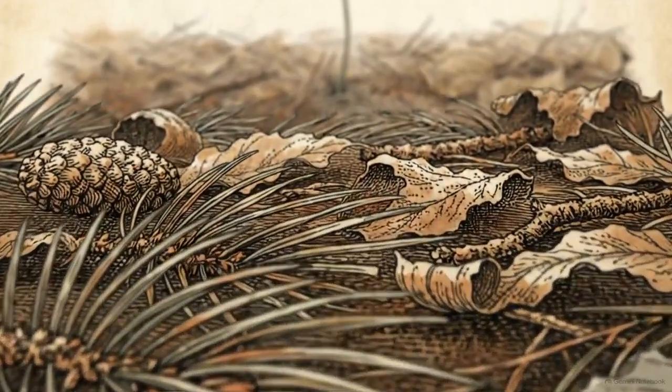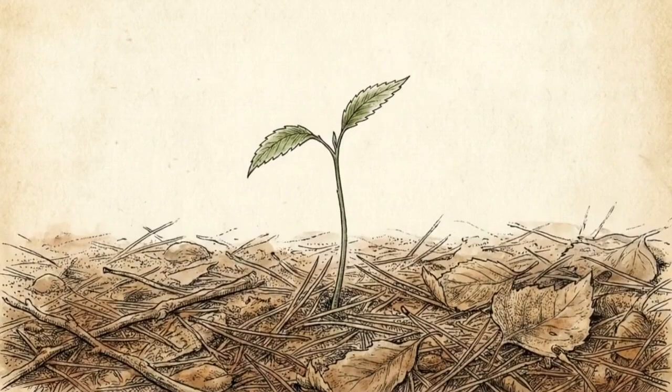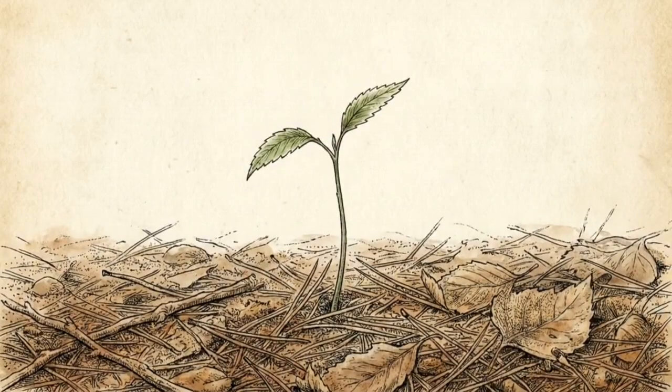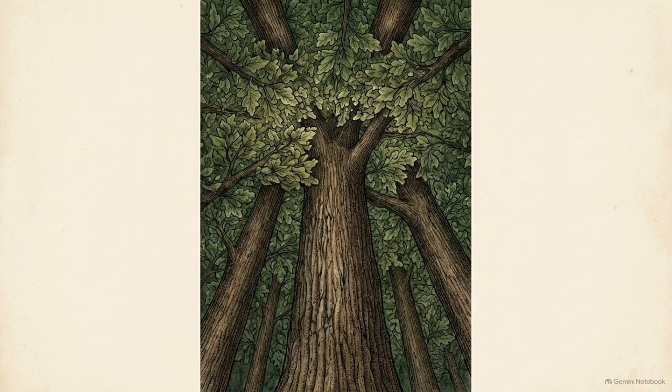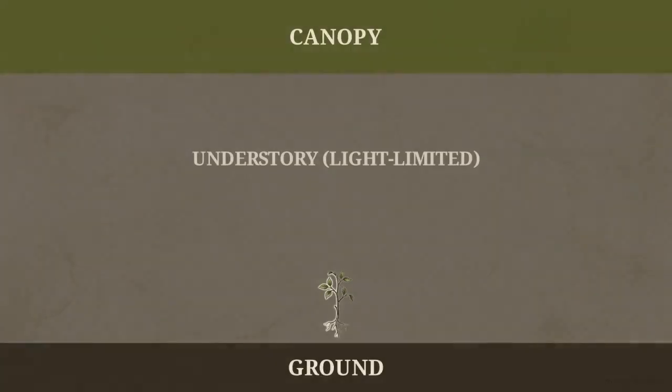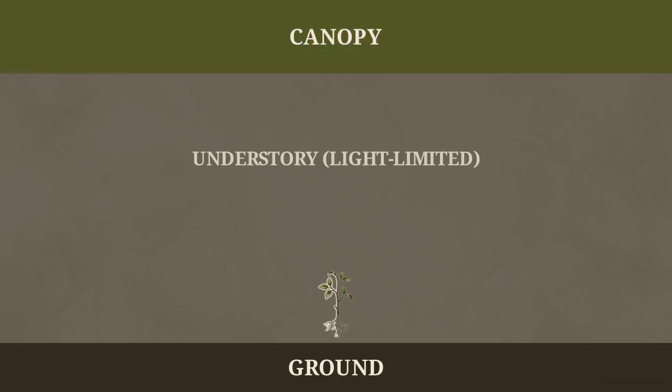If you look down at the floor of an ancient old-growth forest, you'll find places where the light stops entirely. Down here in the dirt, a tiny sapling barely receives enough sun to cast a shadow. Hundreds of feet above, the massive canopy of adult trees acts like a solid green ceiling, absorbing almost all the available sunlight before it can filter down to the ground below.